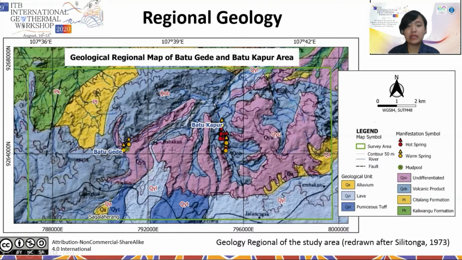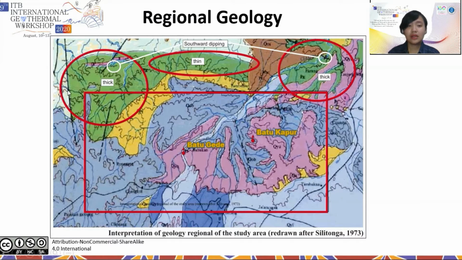Kaliwangu Formation is indicated as marine sediment corresponding with the presence of calcareous sandstone and limestone. Kaliwangu Formation has regional dipping direction southward approximately 10 until 29 degrees. It can be interpreted as proof that Kaliwangu Formation can be found below the study area. Kaliwangu Formation's bed is relatively thick on the east, thinner on the middle area and getting thicker eastward. This condition causes the occurrence of travertine on Batu Kapur to be more than Batu Gede.